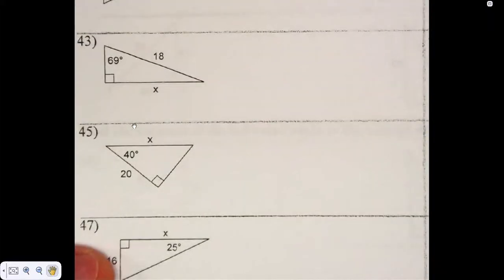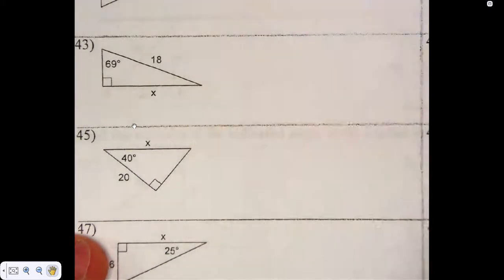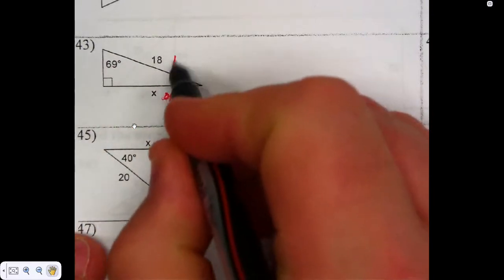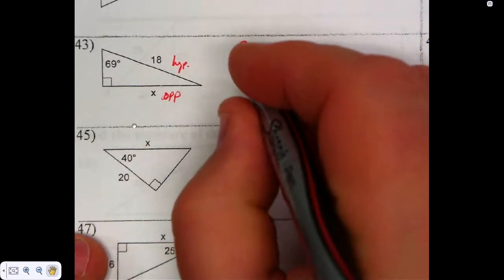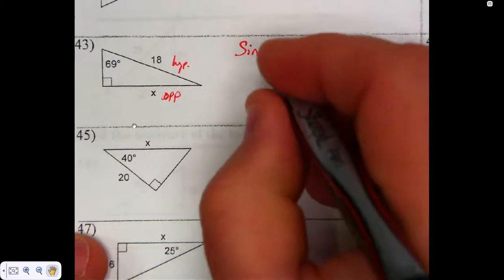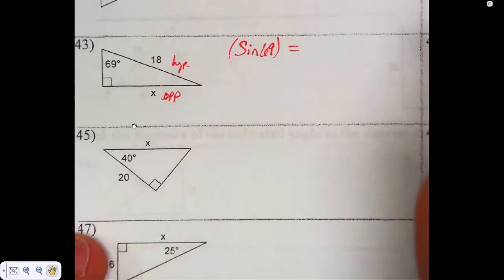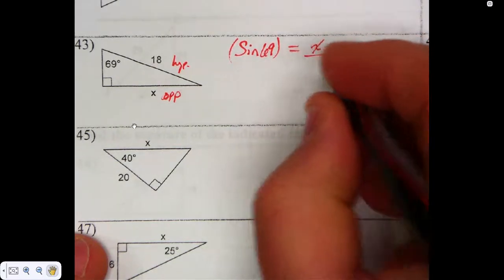So, on number 43, first of all, it tells us what? We've got what? Here's our angle. It's giving us the what? Opposite and what? So what is that? Sine. So the sine of 69 is equal to, what is the opposite? x over what? 18.